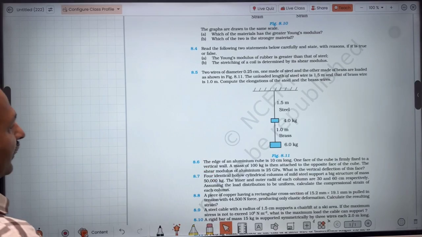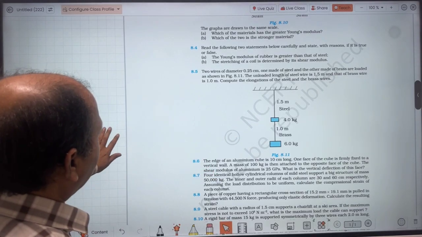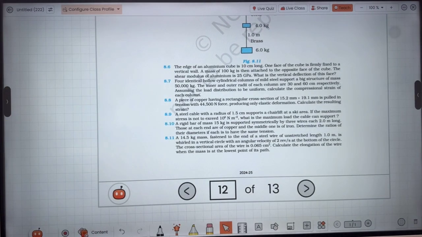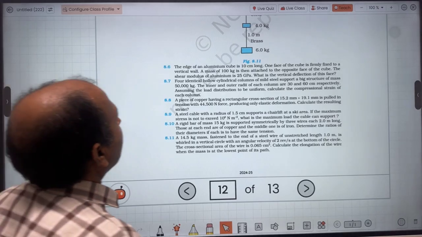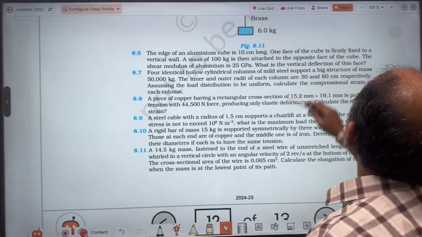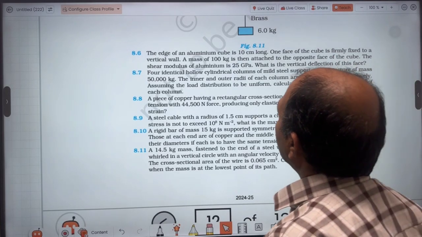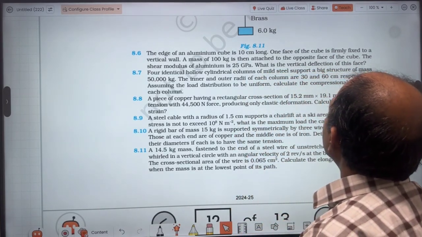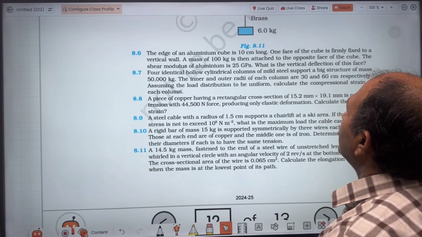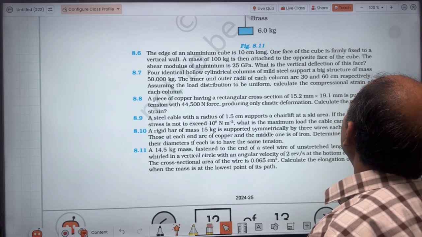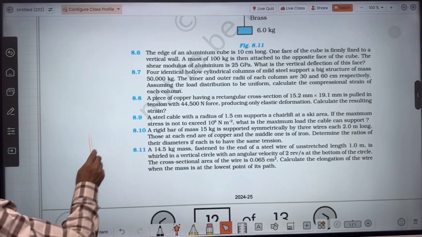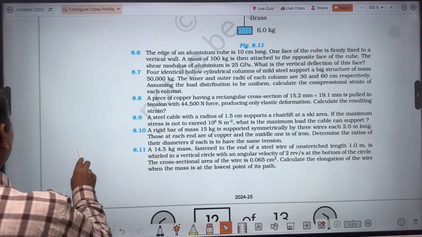Now we are going to check next question. Next question says the edge of an aluminum cube is 10 centimeter long. One face of the cube is firmly fixed to a vertical wall. A mass of 100 kg is then attached to the opposite face of the cube. The shear modulus of aluminum is 25 GPa. What is vertical deflection? So delta X is to be found. So formula for shear modulus will be.